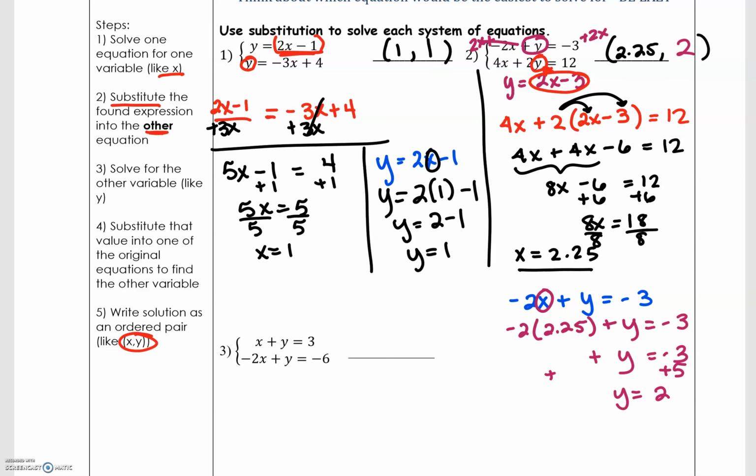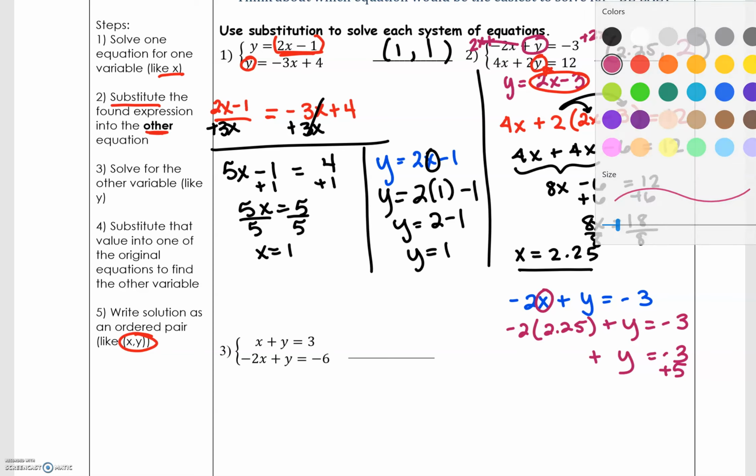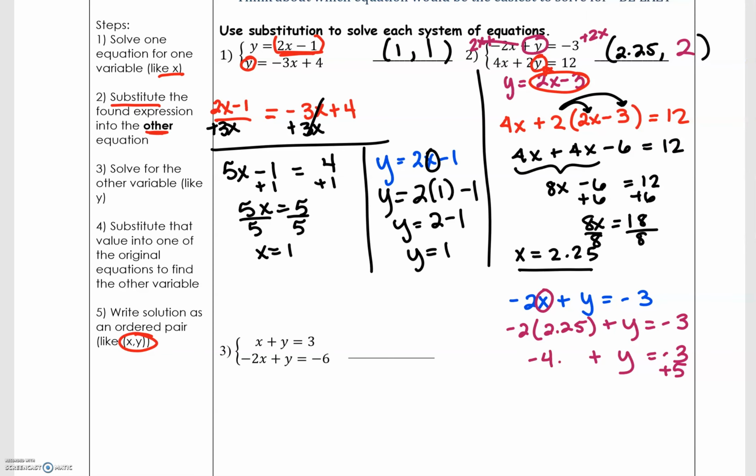So we have negative 2 times 2.25 should be negative 4.5. There we go. And we're going to add that 4.5 to both sides. So y is equal to positive 1.5. Fixing my little error there.